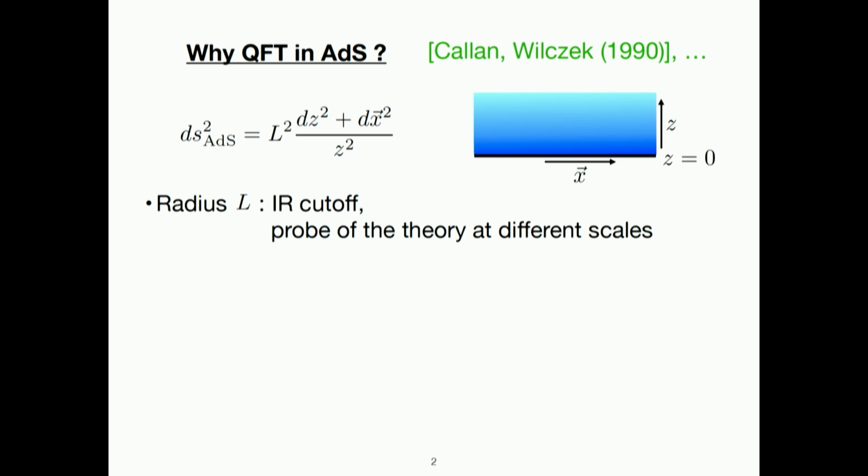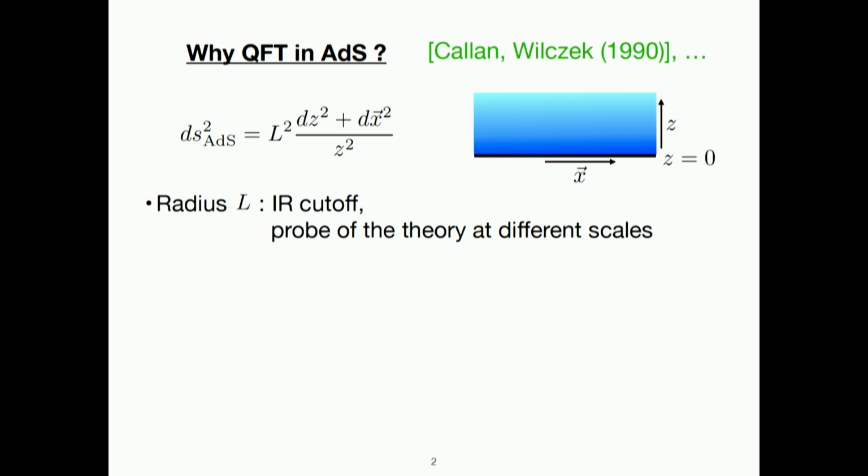So the first reason why AdS is an interesting background is because the radius L functions as an IR regulator. It cuts off the large fluctuations in the IR of quantum fields, which often are the reason why the theory is difficult to solve. And we can use it as an additional parameter to interpolate between the UV and the IR of the quantum field theory, so to probe the theory at different scales.